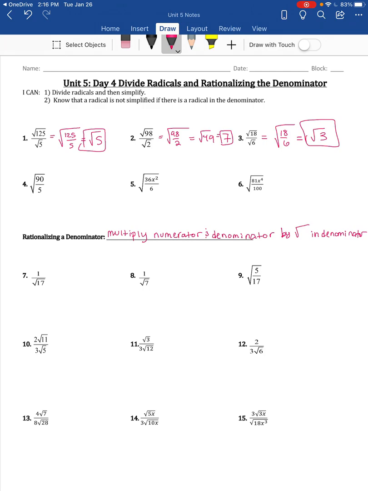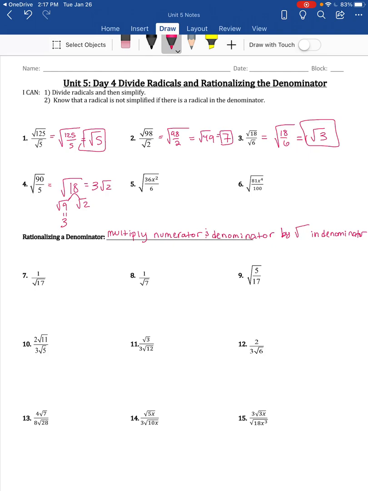Number 4 is already written with a fraction under the radical, so go ahead and simplify under the radical, and 90 divided by 5 gives you 18, still under the radical. 18 has the perfect square factor of 9, so it breaks down to rad 9 times rad 2, and the square root of 9 is the whole number 3. So you multiply the ends of your branches together, and you get 3 rad 2.